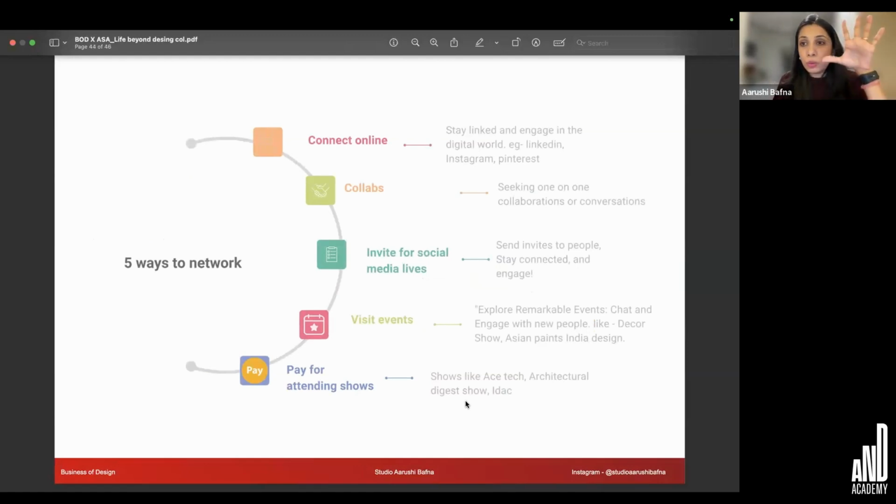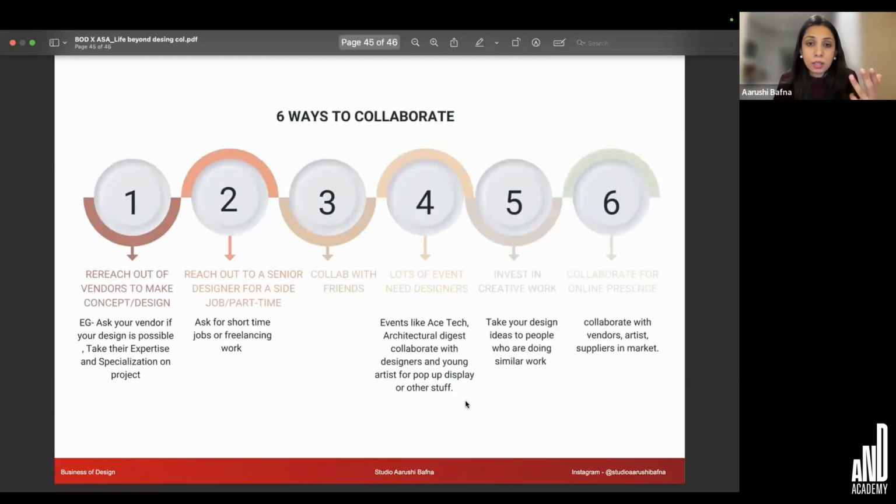Okay. Five ways you can network these days: you can connect with people online and directly message them. You can also collaborate physically. You can invite people for social media events, like I'm here today. You can visit events, and that is a must. Even as a student, start visiting these design events because they're going to give you a broader perspective as to what's happening and where you would see yourself 3 years down the line. Okay, so start visiting those events.